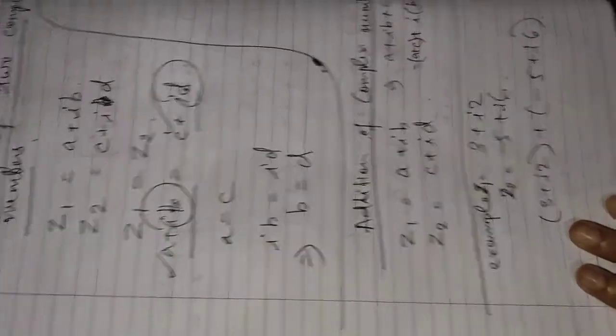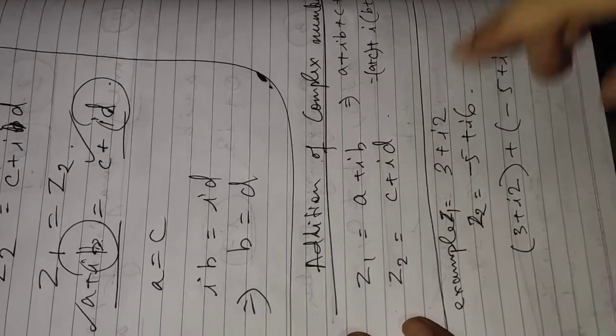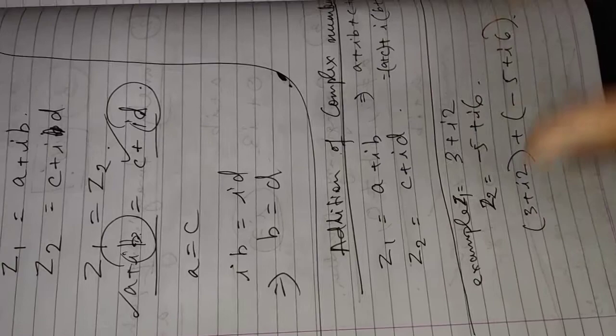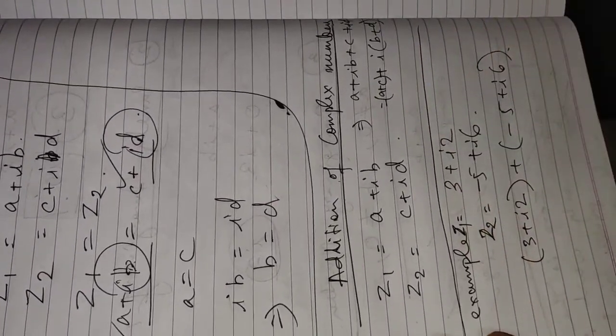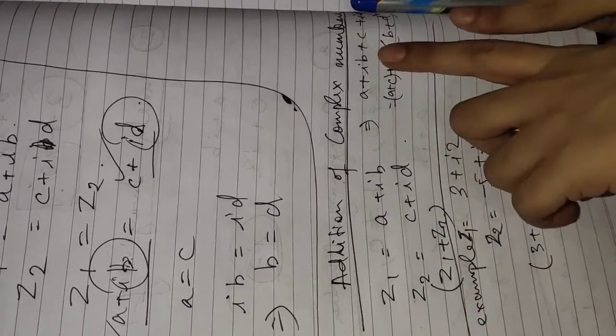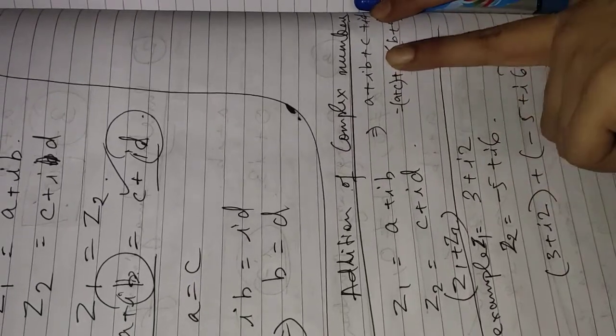Started? Yeah. Now, addition of complex numbers. Suppose there are two complex numbers, Z1 = a + ib and Z2 = c + id. Now we are going to add them, Z1 + Z2. In place of Z1 I'm going to write a + ib, in place of Z2 I'm going to write c + id.